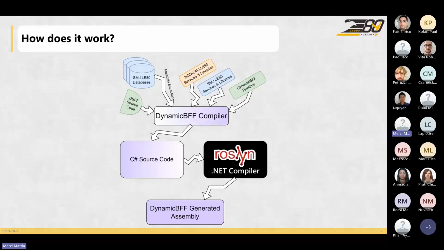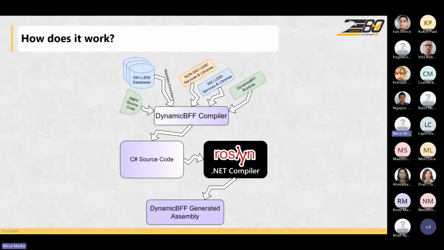There are a few ingredients that must be fed to the Dynamic-BFF compiler. That are the DBFF source code and the Dynamic-BFF runtime in green, that are the new ingredients of this recipe. And then there are the classic ingredients like the database, the non-Smile libraries, and the Smile services and libraries, the LGV manager, for example, or at least their interfaces.